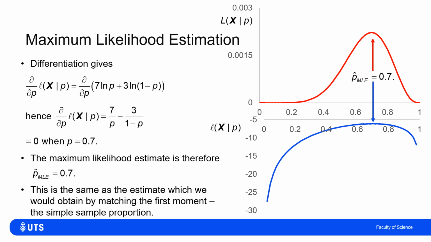Also, if I'd done this by the method of moments, matching the first moment, I would have got p is 0.7, because the first sample moment for 10 and p would give me an estimate of 10p, and I'd be left with 10p equals 7, so p is 0.7.